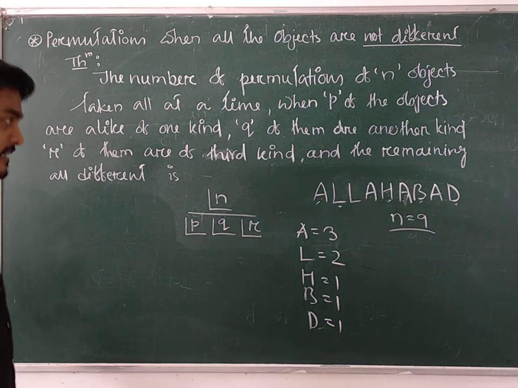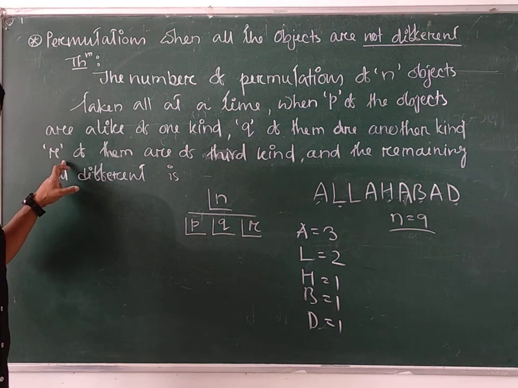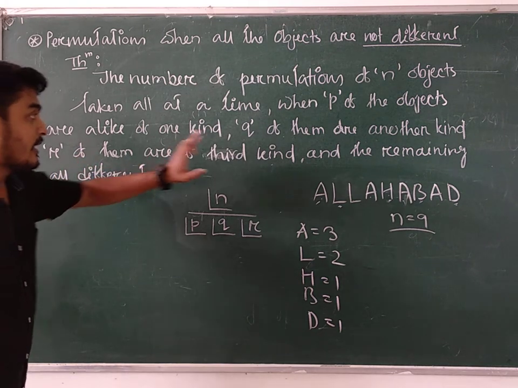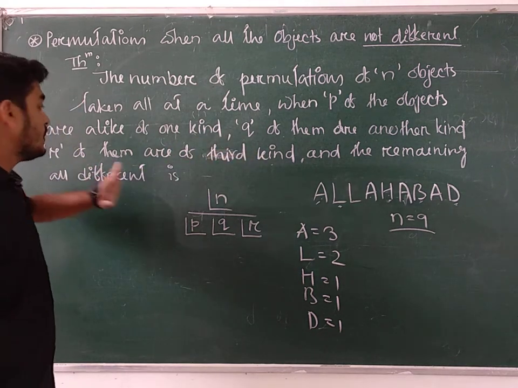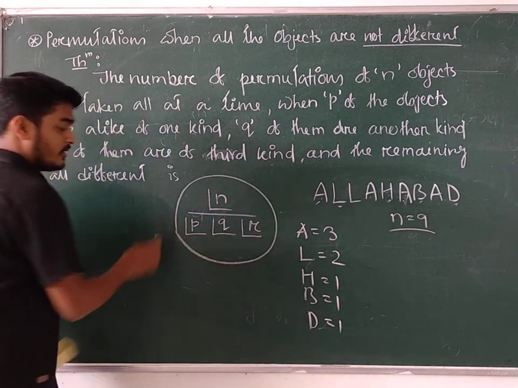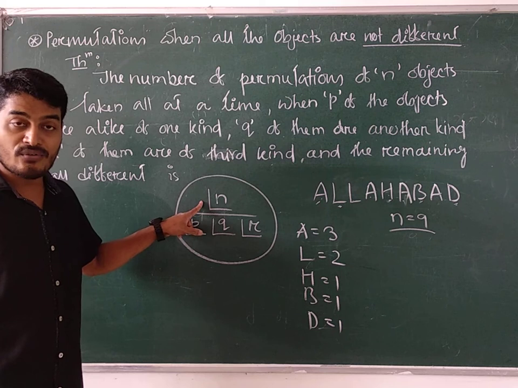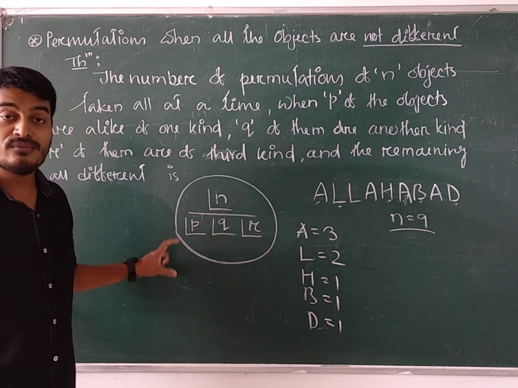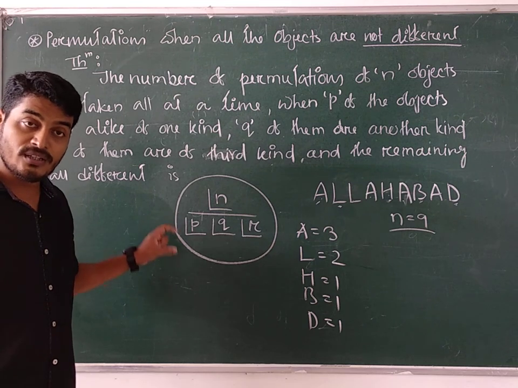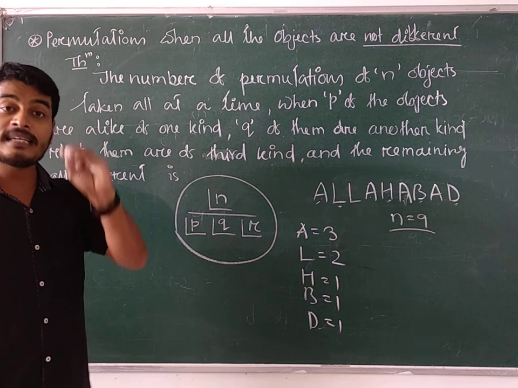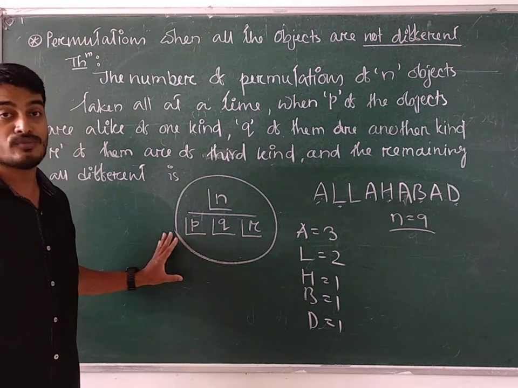Am I correct? Yes. So the third object is of R times repetition and the remaining are all different. Then the total number of permutations will be this one. In the numerator, you have to write factorial of n, and in the denominator you have to write the factorial of each and every repetition. For whichever object is repeated some number of times, you have to write its factorial notation.